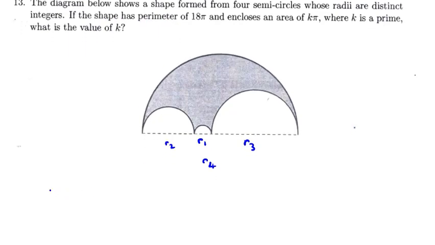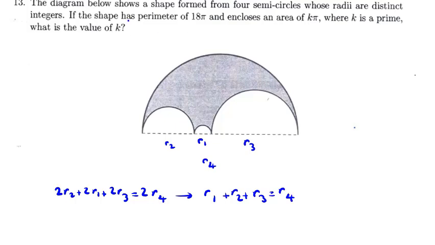So here, at first, let me tell you something. The diameter of this one plus this one plus this one equals the diameter of the fourth circle, so we can say 2r2 plus 2r1 plus 2r3 equals 2r4, so we can rearrange and conclude r1 plus r2 plus r3 equals r4.